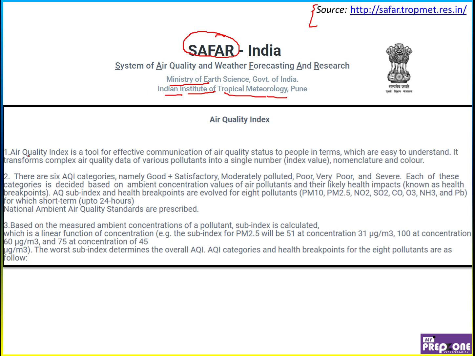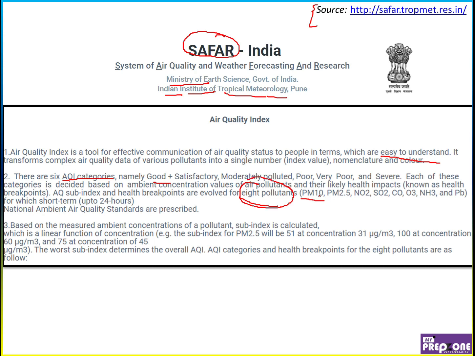Now, what is this? It is talking about the air quality index being a tool for effective communication of air quality status to people in terms which are easy to understand, and that's why color coding. Then there are 6 AQI categories, namely good, satisfactory, moderately polluted, and so on. Then AQ subindex and health breakpoints are evolved for 8 pollutants. How many pollutants are there for which AQI is decided? 8. This is a number that you need to remember.